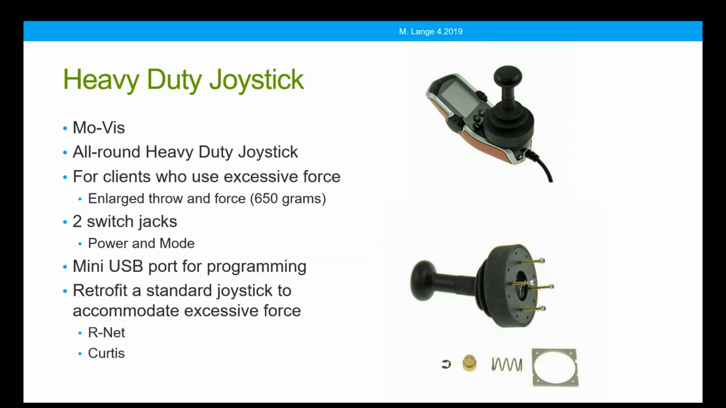It also includes 2 switch jacks, so that in addition to any switch jacks that may be present on the joystick itself, this retrofittable piece also has 2 switch jacks that can be used for power and mode. Since this is a programmable joystick, it's possible to get in that programming and reassign the functions of those switch jacks, just like you would on the programming of the wheelchair.